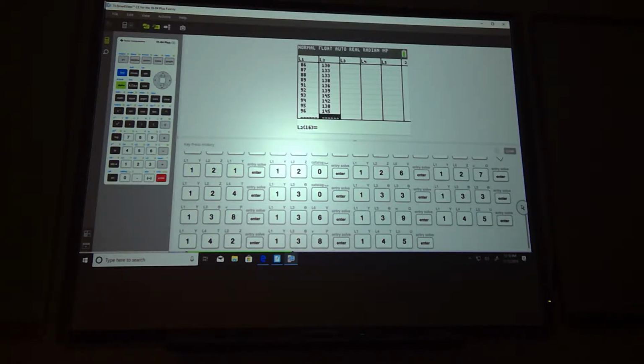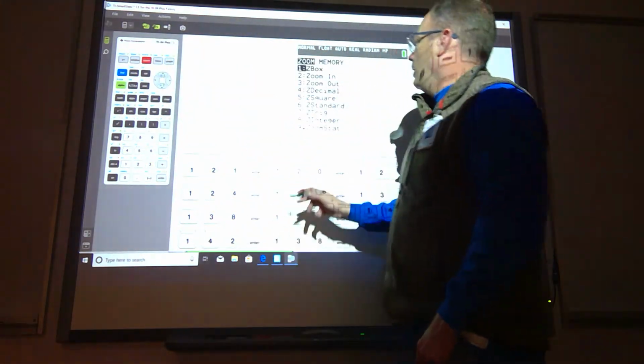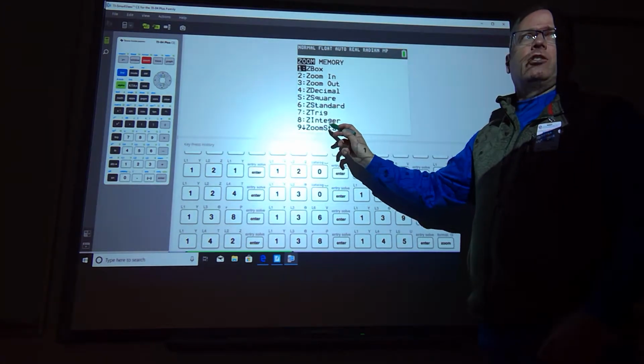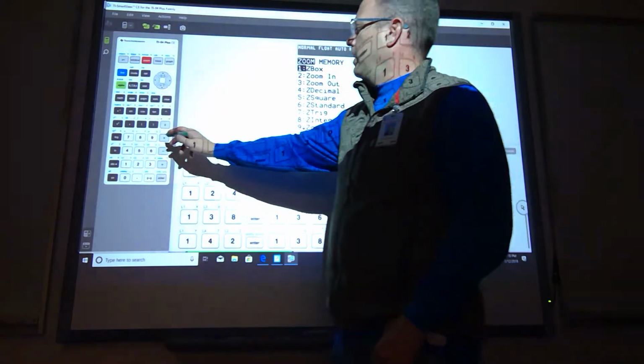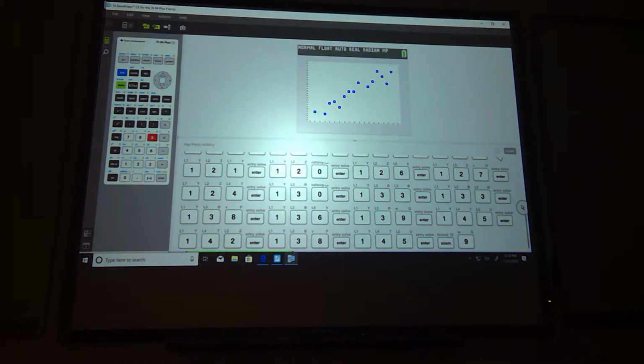Okay. Everyone have all their data in there? So we turned the stat plot on originally. That was where we went second y equals, and then we turned the stat plot on. So here's a great thing. If I hit zoom right now, and because we're plotting stats, zoom number 9, it's going to give you the data that looks like that.